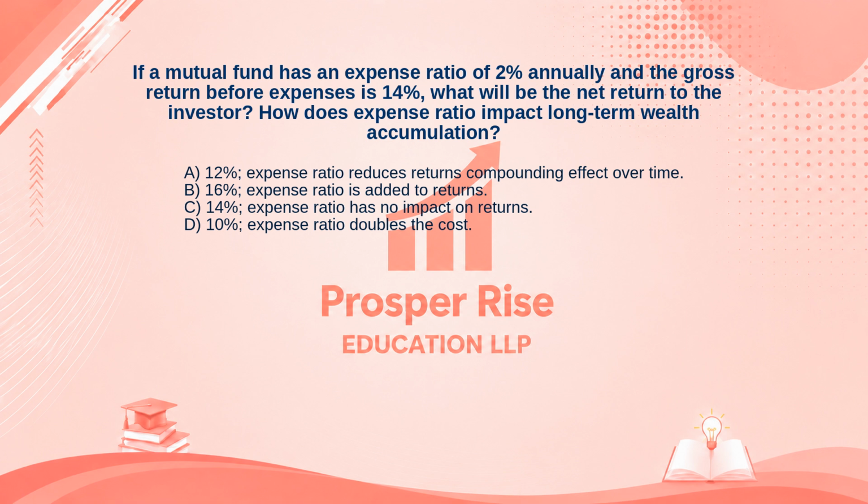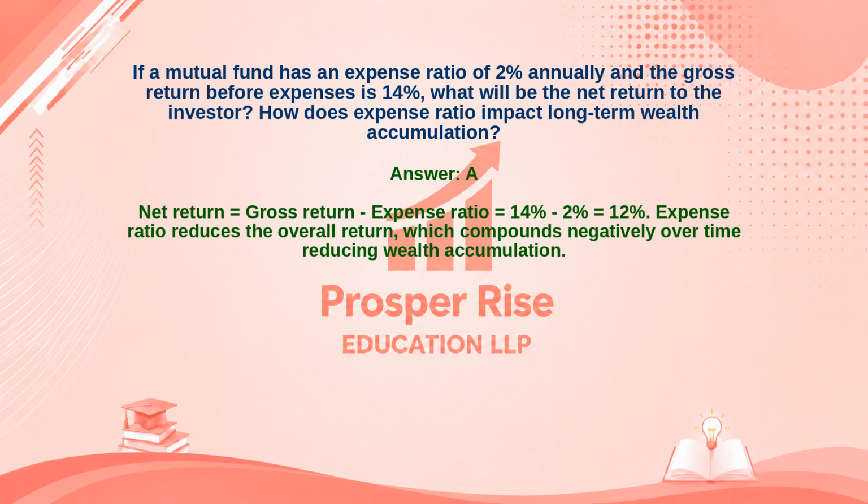The correct answer is option A. Let's see why. Net return equals gross return minus expense ratio equals 14% minus 2% equals 12%. Expense ratio reduces the overall return, which compounds negatively over time, reducing wealth accumulation.